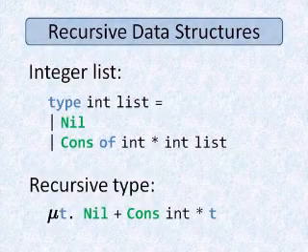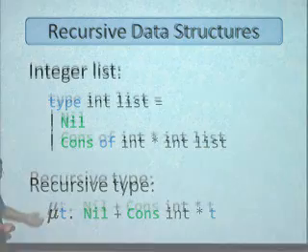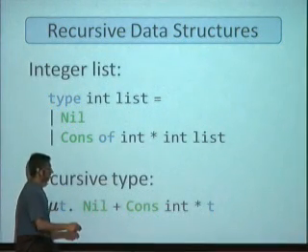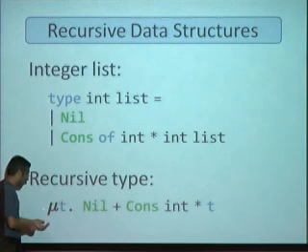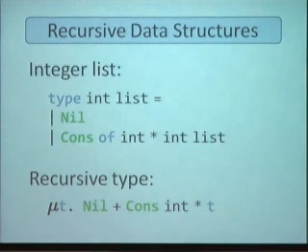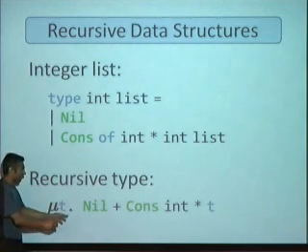Now really the way these types are written is like so. It's mu t, nil plus cons of int times t. So if you're familiar with this notation, great. If you're not, I apologize. This is a fixed point.